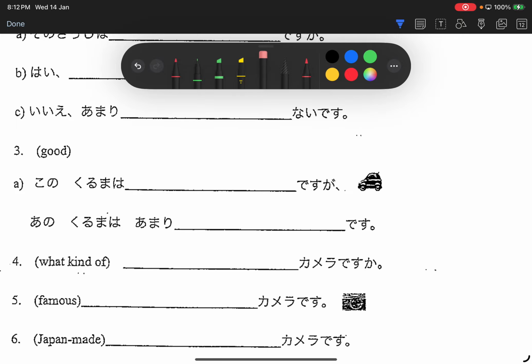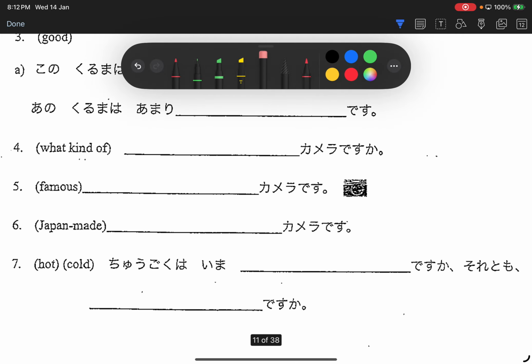Okay. Number 6, Japan made. 日本のカメラ。Thank you. Nihon no camera desu. Alright, camera that is related to Japan. Right, Nihon no camera desu. Number 7, hot cold. Yes, Cecilia. ここは今暑いですか、それとも寒いですか。Very good. So she asks, is China cold or is it hot?